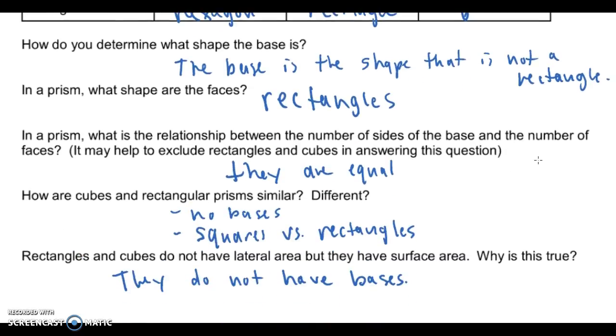Cubes and rectangular prisms are similar because they don't have bases, but the difference is what those faces actually are. Are they squares, are they rectangles? In a rectangular prism, the faces are rectangles, but in a cube, the faces are going to be squares. So rectangular prisms and cubes do not have lateral area, but they do have surface area. Why is that true? Because we haven't clearly identified a base in the rectangular prism or the cube.